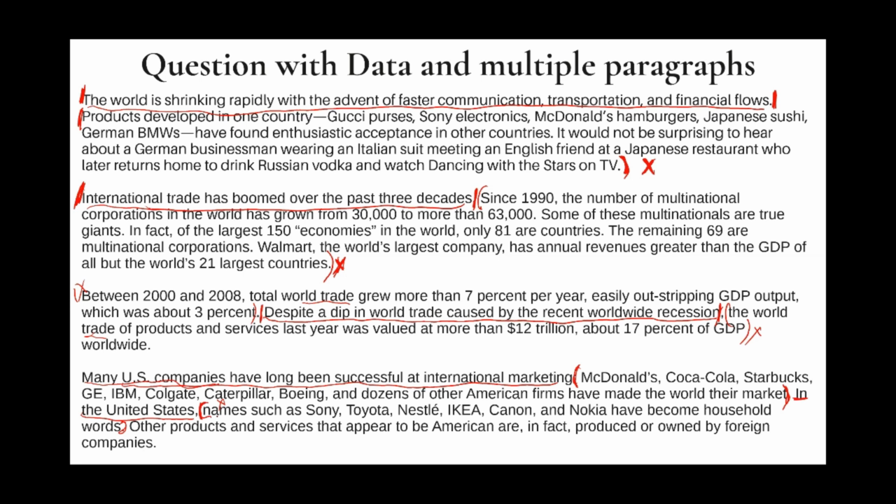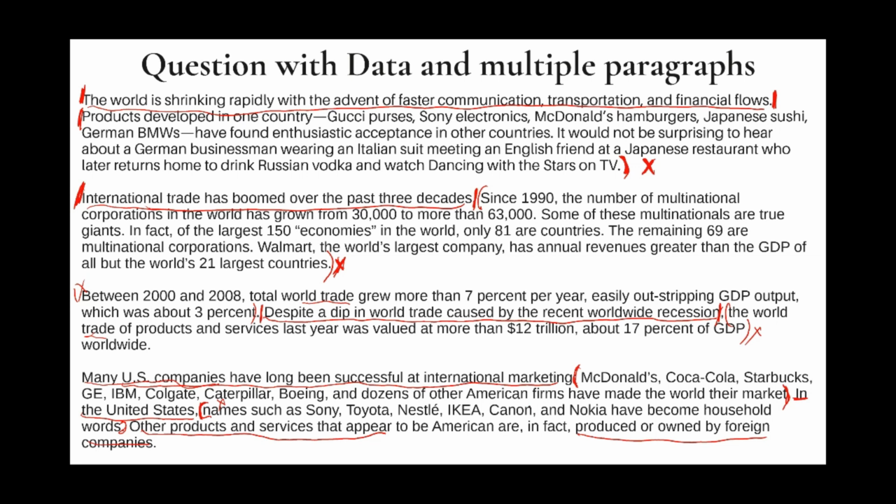Other products and services that appear to be American are in fact produced or owned by other foreign countries. Okay, so I'm just going to go with this. I've already mentioned the American part. I'm just going to go with this. So that's all I'm going to go with. Now, if you carefully have a look, I've only gone with the first sentence of the first paragraph, the first sentence of the second paragraph, one sentence from the third paragraph, and probably I'll have to combine these sentences. But it's just one sentence from that paragraph as well.